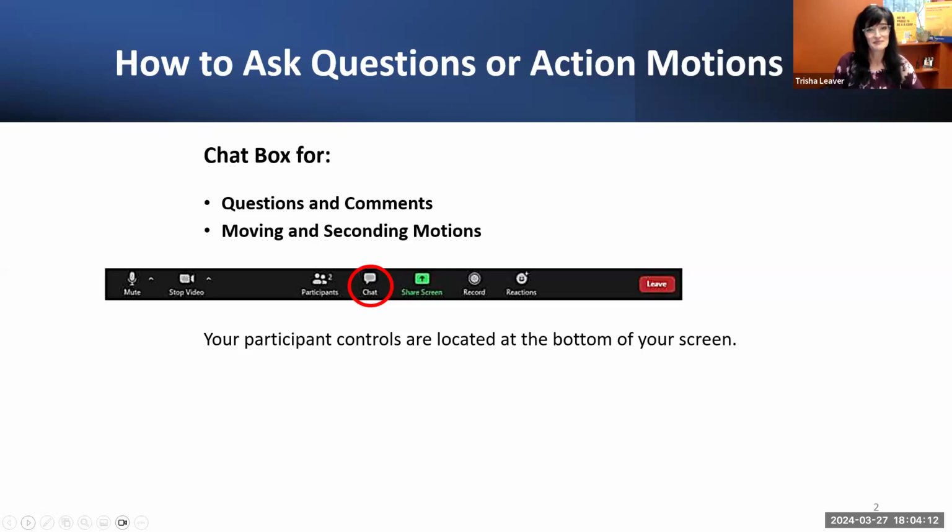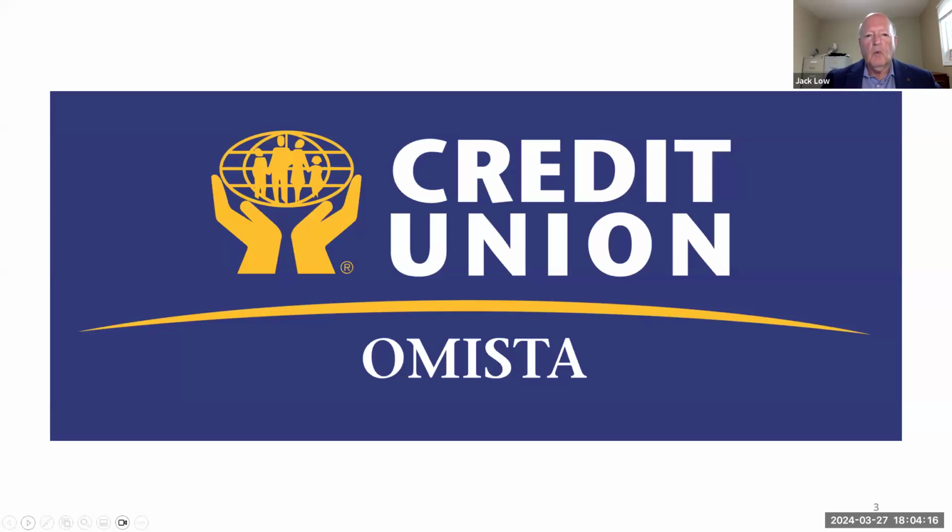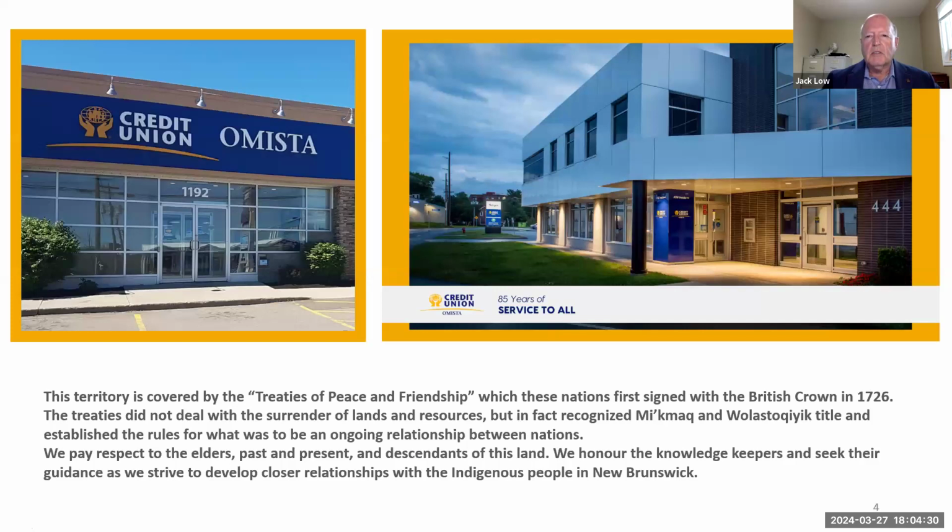Thank you, Tricia. As we begin the AGM, we acknowledge that OMISTA Credit Union carries out its work on the traditional unceded territory of the Wolastoqiyik, Mi'kmaq, and Pescatoomakati peoples. This territory is governed by the treaties of peace and friendship, which these nations first signed with the British Crown in 1726. The treaties did not deal with the surrender of lands and resources, but in fact recognized Mi'kmaq and Wolastoqiyik title and established rules for what was to be an ongoing relationship between nations. We pay respect to the elders, past and present, and descendants of this land. We honor the knowledge keepers and seek their guidance as we strive to develop closer relationships with the Indigenous people in New Brunswick.